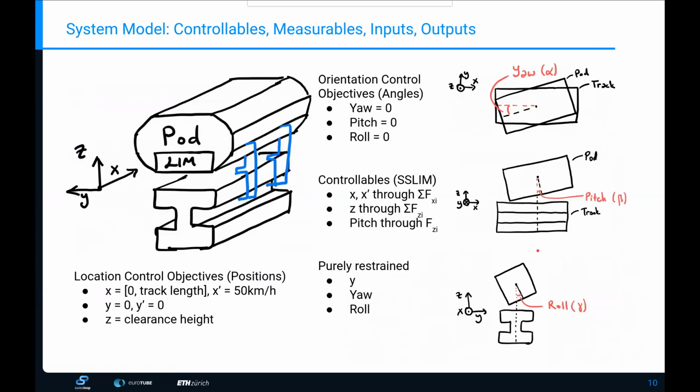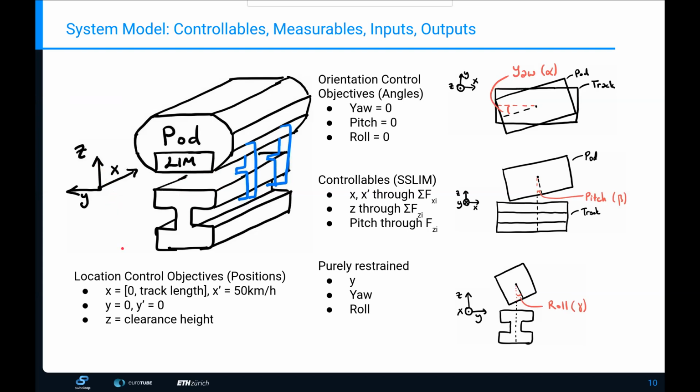And in this case, we can try to define our system models. At first, it makes sense to look at how we define things. So this is our pod, and the linear induction motor is embedded in the pod. It's floating right now with an air gap between the I-beam and the pod, and on top of the I-beam, of course. And this is how I define the coordinate system in this case.